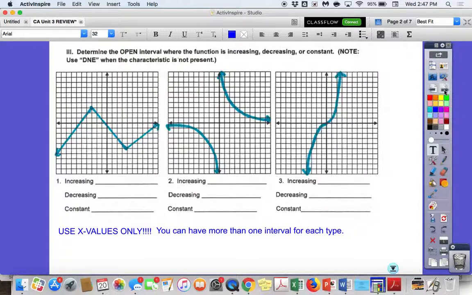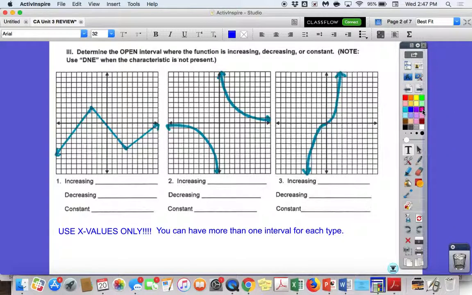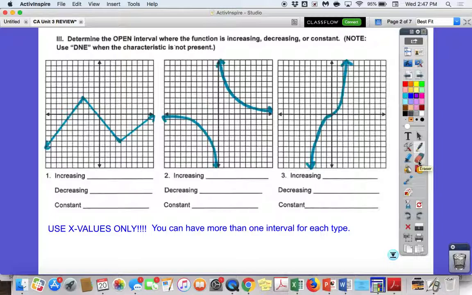Just want to remind you when you get to the part about increasing, decreasing, and constant, remember this down here. You have to just put your answer with the x values, okay? So x values only, and you're going to be giving me intervals, okay? So like on this first problem, you see it breaks here and it breaks there. Well, you need to know those x values. So let's see here, that's 1, 2, 3. So that's -3. And then this is 1, 2, 3, 4. This is 4. So those are my x values.